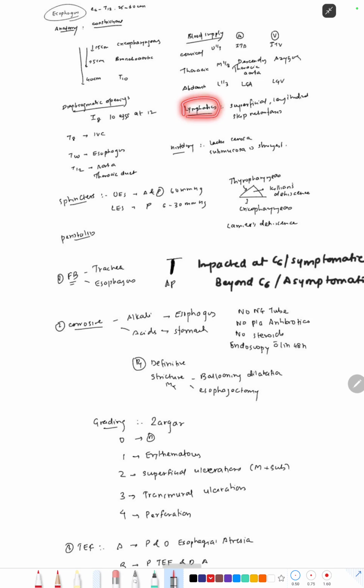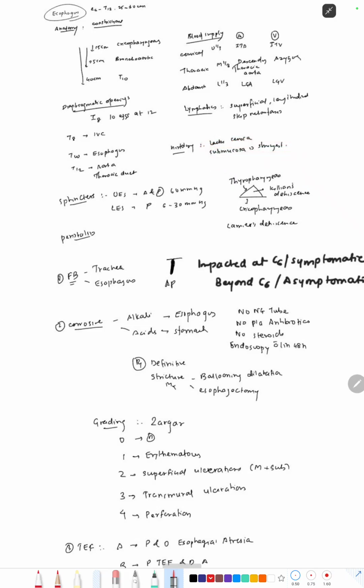Then lymphatics, it drains into superficial lymphatics, which are longitudinal in nature, and thus there can be skip metastasis here. Histology, we know that the esophagus lacks the outermost serosa layer. Instead of it, it consists of tunica adventitia, and the submucosa layer is going to be the strongest.